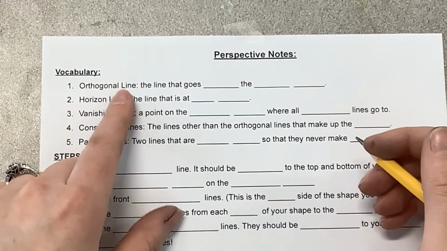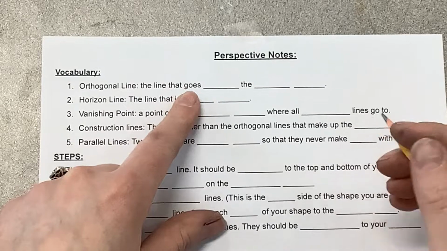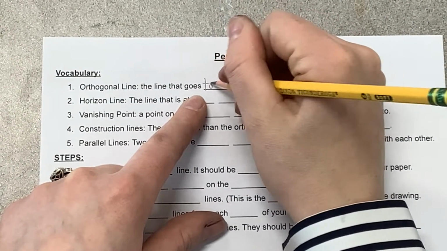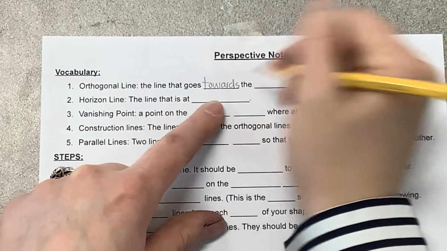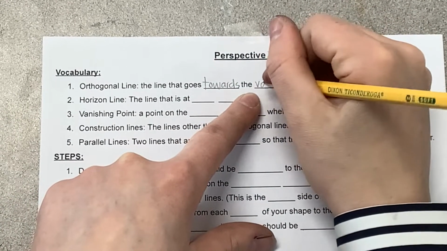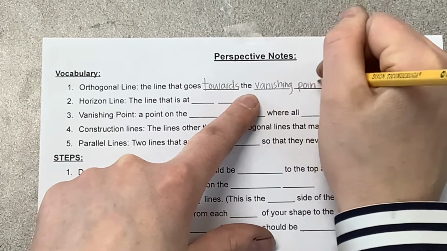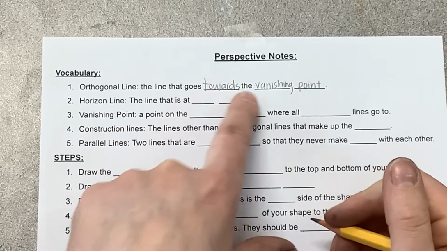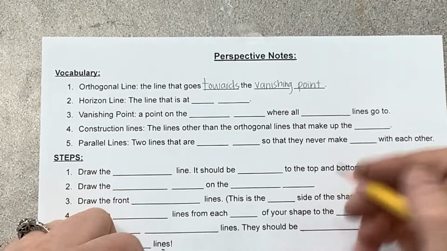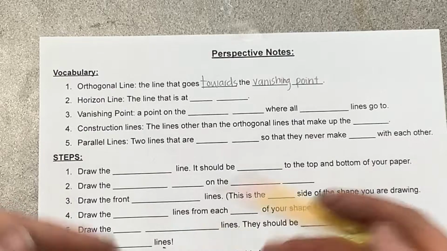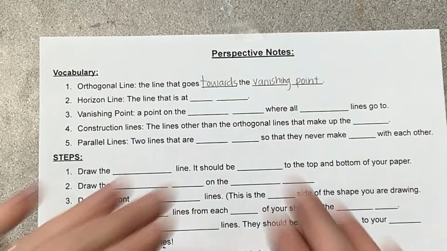So first we have the orthogonal line, which is the line that goes towards the vanishing point. The line that goes towards the vanishing point. Okay, so that's like, they're mostly going to be diagonal, kind of going to the far distance.